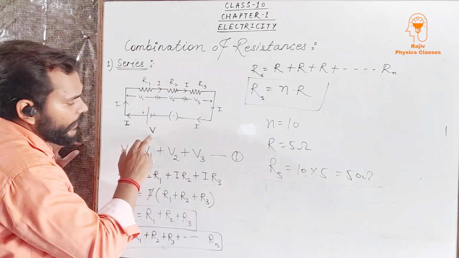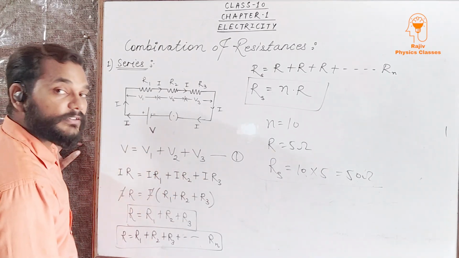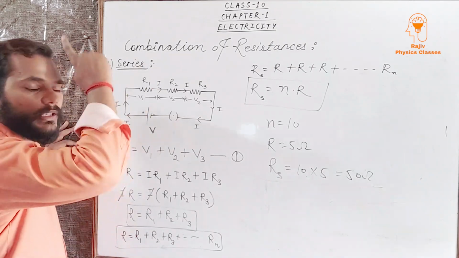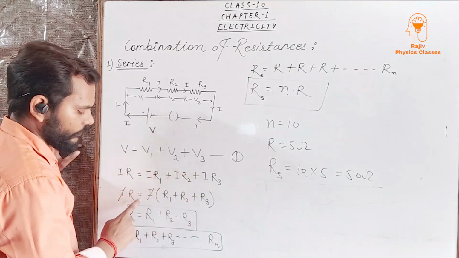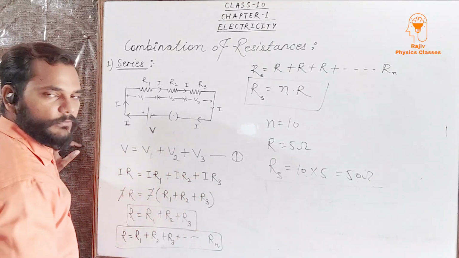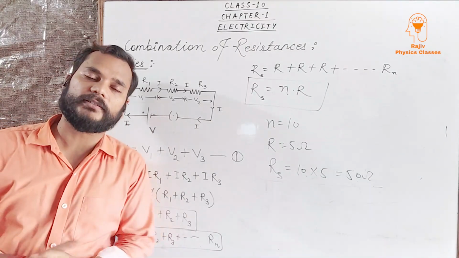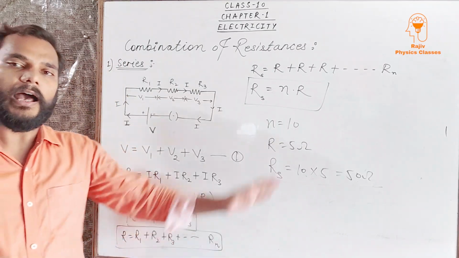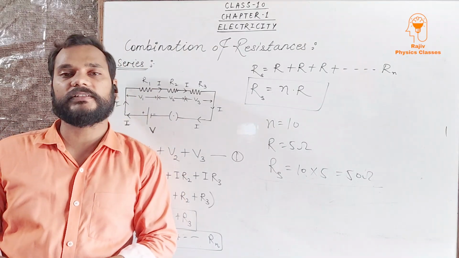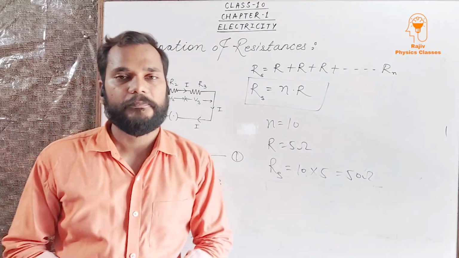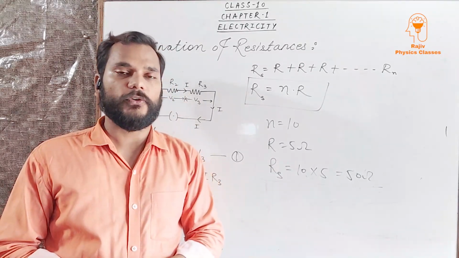And since the total voltage splits up, we can write V is equal to V1 plus V2 plus V3. In place of V, I recall Ohm's law, which is IR: IR1, IR2 and IR3. I take common I, which cancels, and we get the relation for 3 resistances. Similarly, the relationship can also be written for n resistances connected in series. This is the relation, and for identical resistances we can also write directly n into R, where n is the number of resistances and R is the value of each resistance. Don't worry. One thing I'll teach you in my next video.